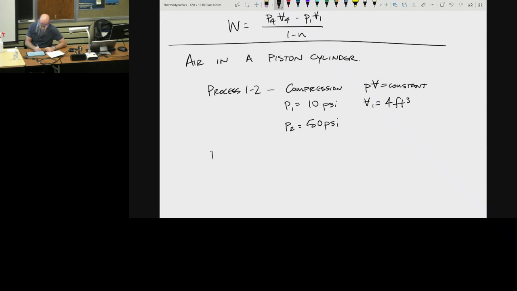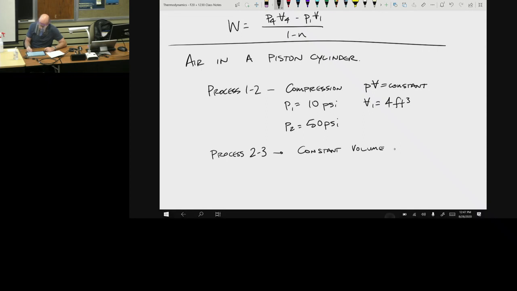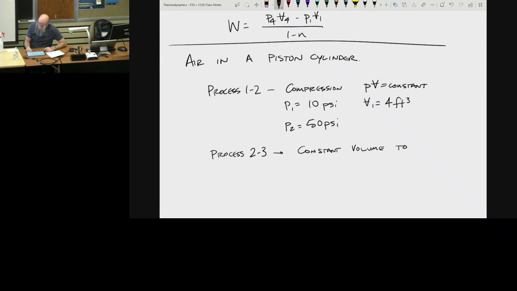The next process, from point 2 to point 3, they tell me it's constant volume, to state 3, where P3 is equal to 10 psi. And process 3 to 1, they tell me is constant pressure expansion.